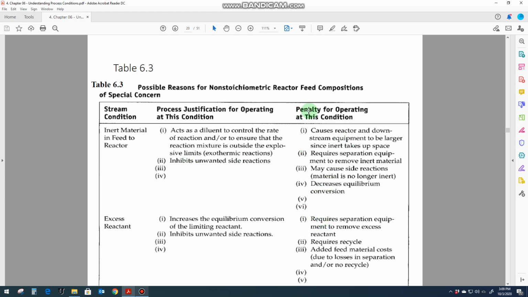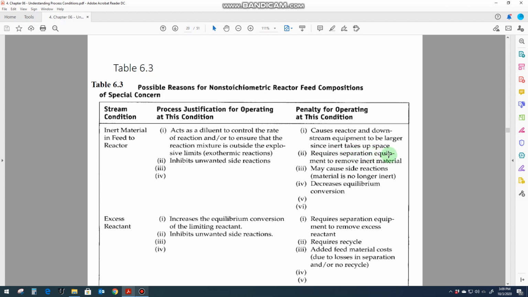Now, what could be the penalties to the process? First one, it causes the reactor and downstream equipment to be larger since the inert takes up space. So if we are using any additional process stream, it can be an inert stream, it will obviously increase the size of the equipment installed in the process, and the downstream units also. It can be a reactor, vessel, or even the pipelines.